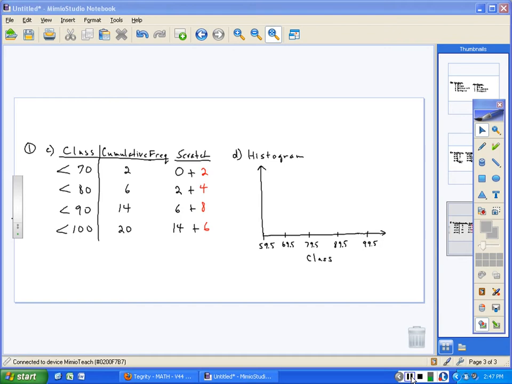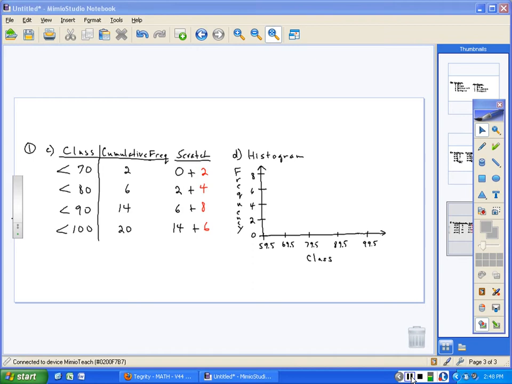The vertical scale is going to represent frequencies. And the vertical scale must always start at 0. You can use increments of whatever you want. If your numbers were high, you might use increments of 10 or 20. But our highest frequency is 8, so I'm just going to count by 2s. So 2, 4, 6, 8. Really, you want to count either by 1s or 2s.